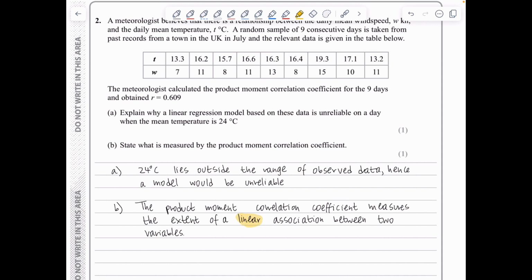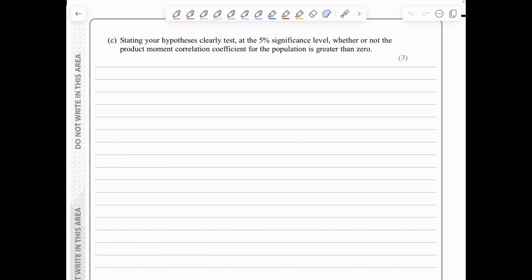So it measures the extent of a linear relationship, a linear association between the two variables. In part C, we are asked to conduct a hypothesis test at the 5% level of significance to assess whether or not the PMCC is greater than 0. I will start by stating my null and my alternative.